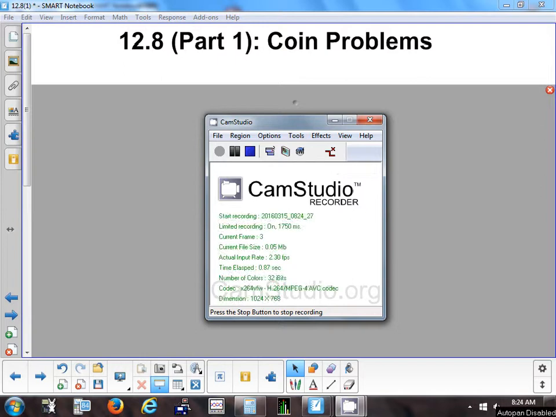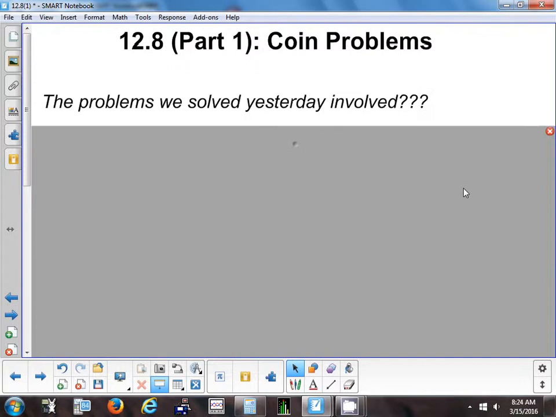We're going to look at our last section for this week, which is 12.8. As we just said, we're going to split it over 2 days. So we'll do the first half of 12.8 today, the second half tomorrow, and then Thursday will be a review.